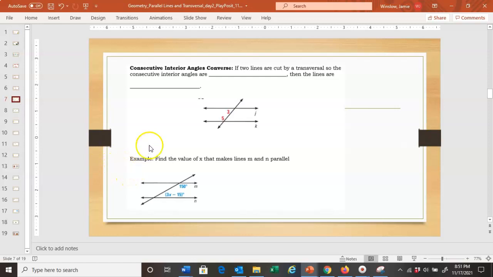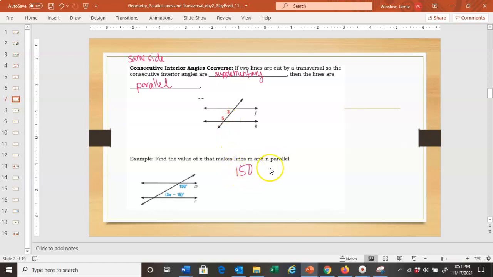Consecutive interior angles converse. If the two lines are cut by this transversal, so the consecutive interior angles are, remember, this is also known as same side interior angles theorem. These are supplementary. Don't forget, the angles that we're talking about here are either equal or supplementary, one or the other. Guess what? The lines are parallel.